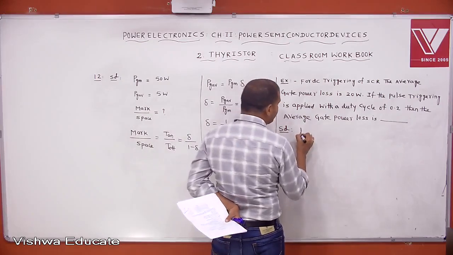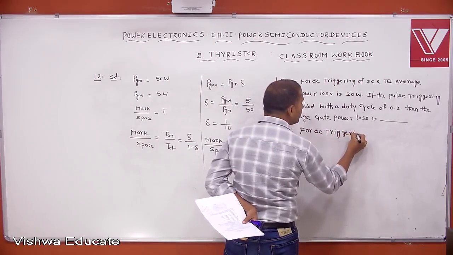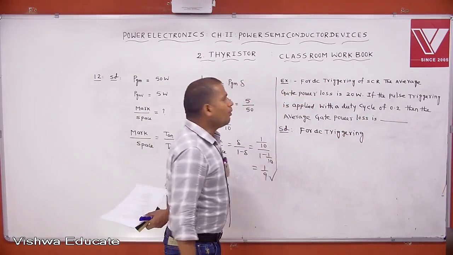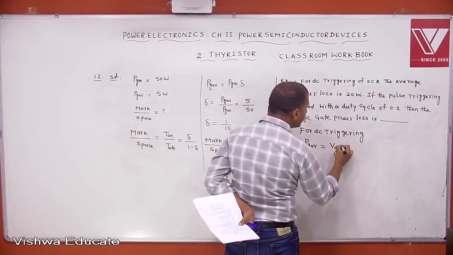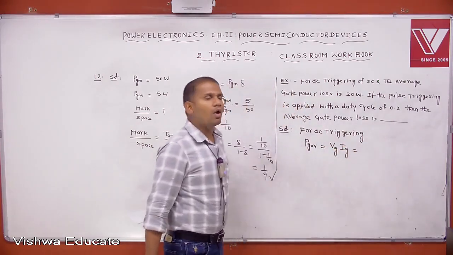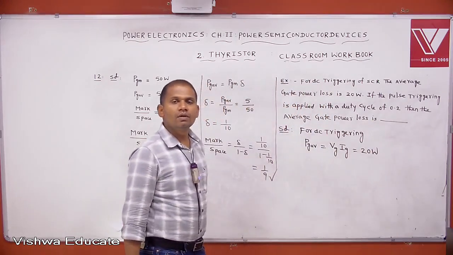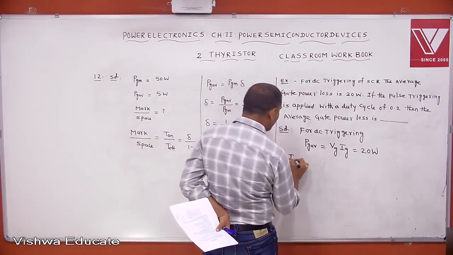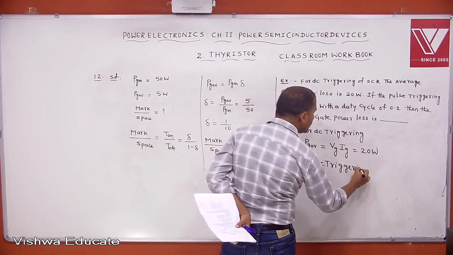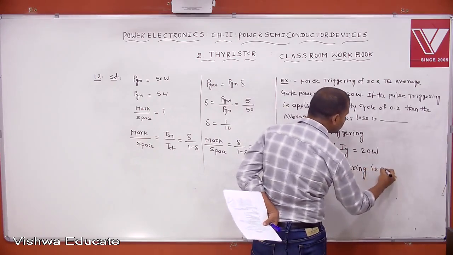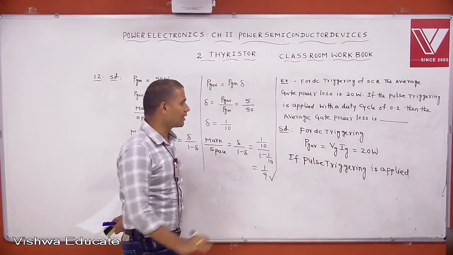For DC triggering, what is given is the average gate power loss. You know this formula, Vg into Ig. How much is it given? 20 watts. If pulse triggering is applied, these are related to this topic, that's why I am giving them, even though they are not given in the classroom workbook. I am giving one or two.